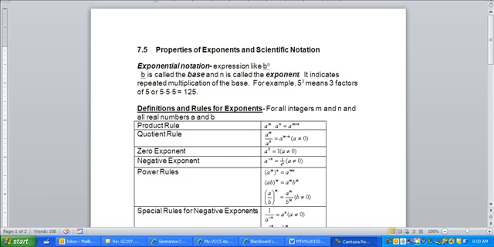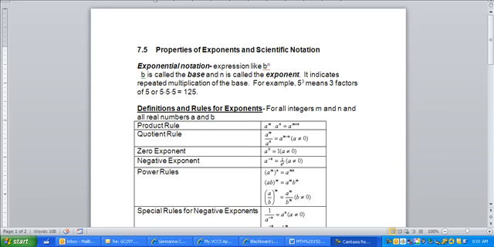Today we're looking at section 7.5 on properties of exponents and scientific notation. First of all, exponential notation: expressions like b to the n are exponential notation. B is called the base, n is called the exponent. And what it means is repeated multiplication of the base. For example, 5 to the third means 3 factors of 5, or 5 times 5 times 5, which is 125.